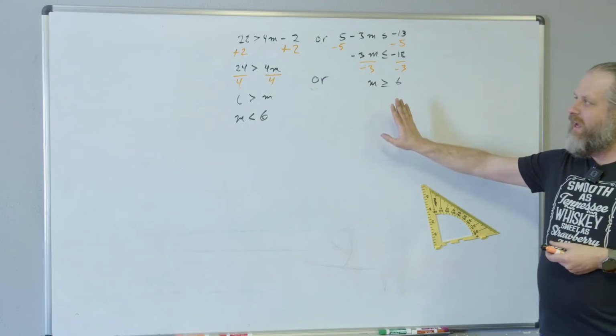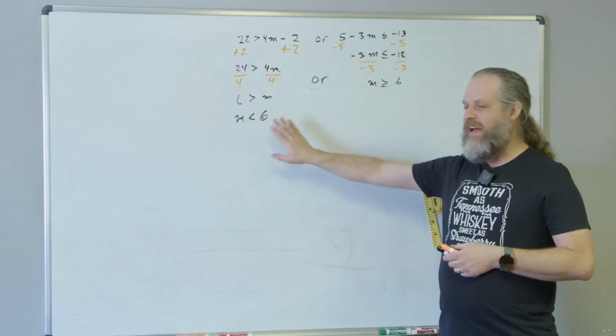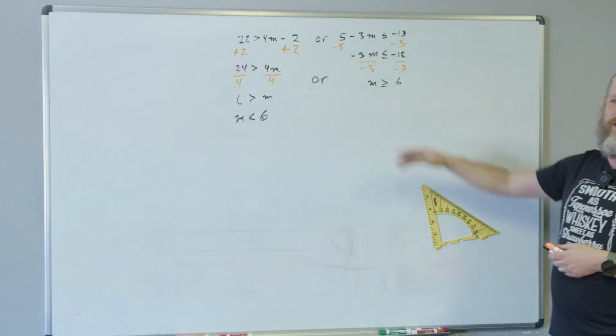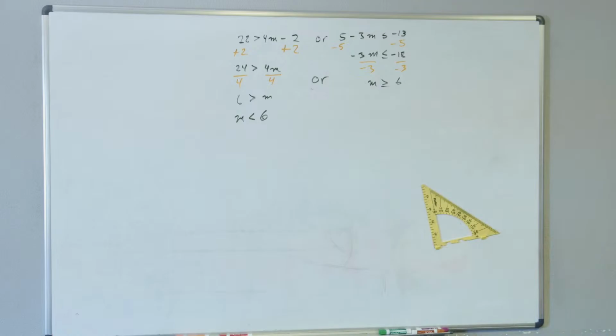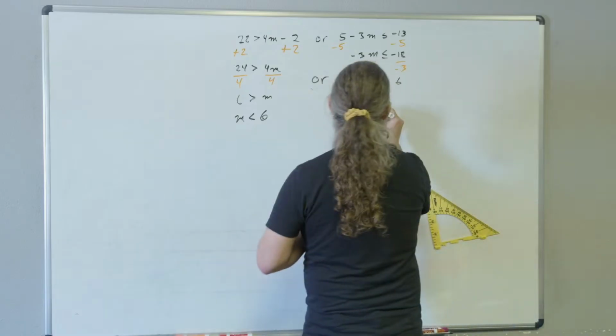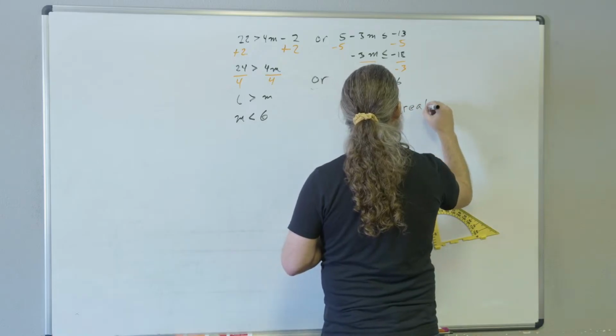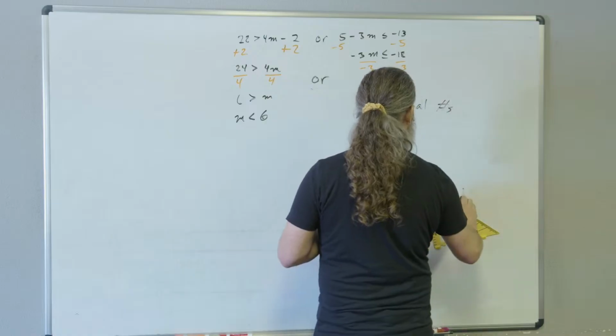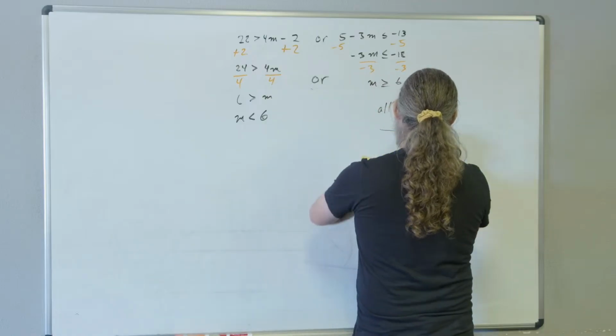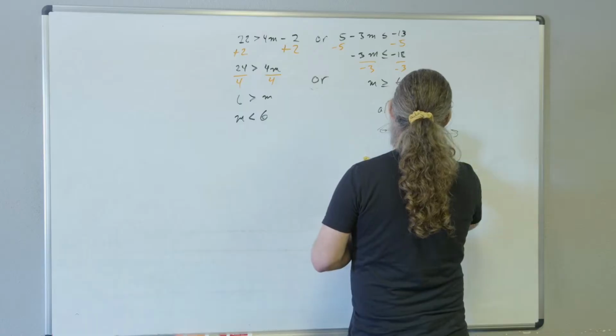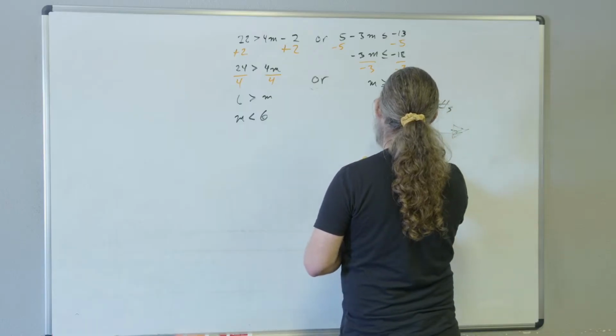When is a number less than 6 or greater than or equal to 6? Always. Every number is either less than 6, greater than 6, or 6. True facts? So, all real numbers, right? When we graph it, it's going to look like this. Shade. Throw all the shade.